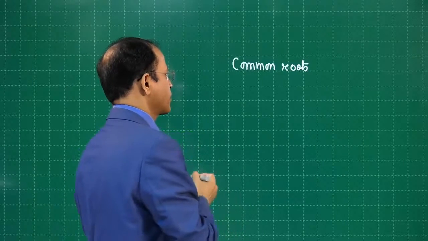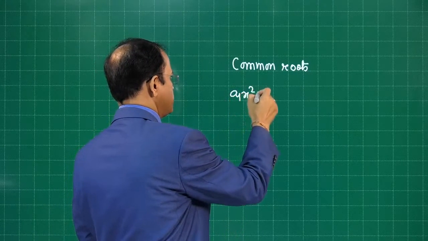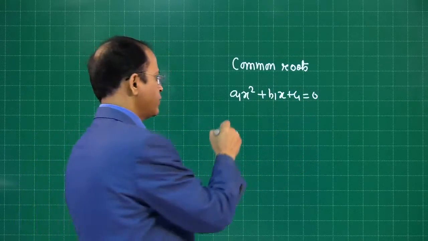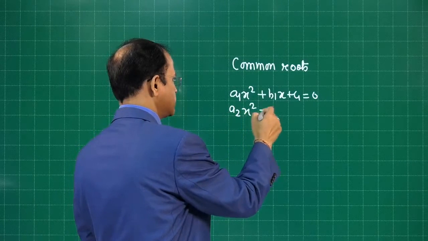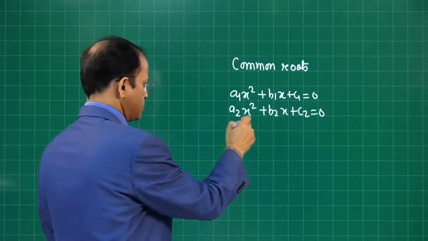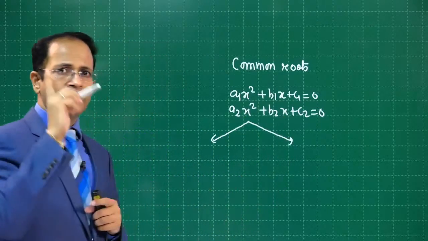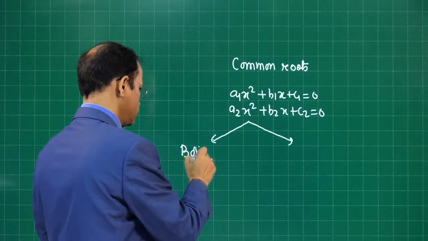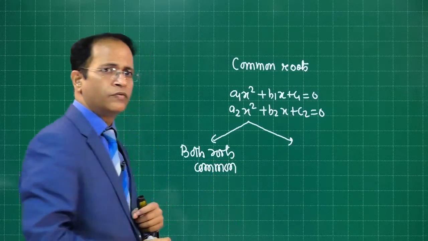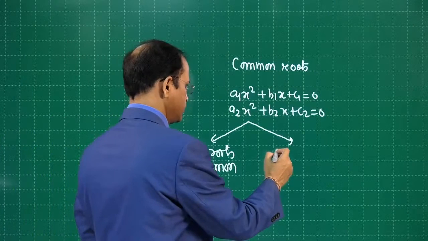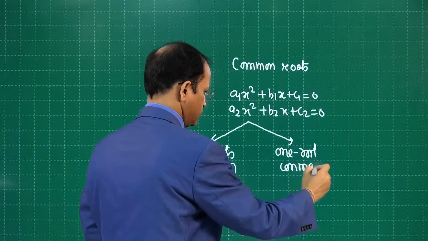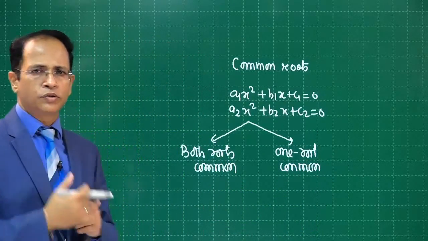Common roots. Suppose you have been given a1x square plus b1x plus c1 is equal to 0, right? This is what we have. We can write it as a2x square plus b2x plus c2 is equal to 0, right? So, there are two cases. Either both the roots are common, or we have one root common.